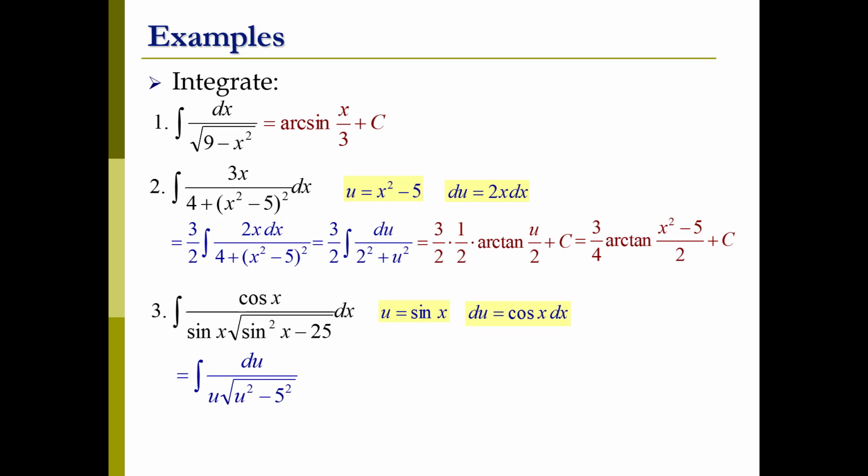So we can use our u substitution, and this becomes the antiderivative of du over u radical u squared minus 5 squared. And if you've memorized your rules, you should know that this is arcsecant. So we get 1 over a, which is 5, so 1 over 5 arcsecant of the absolute value of u over a, which was once again 5, plus c. If we substitute u back in, we get 1/5 arcsecant of the absolute value of sine of x all over 5 plus c. If you're able to get that, excellent work.